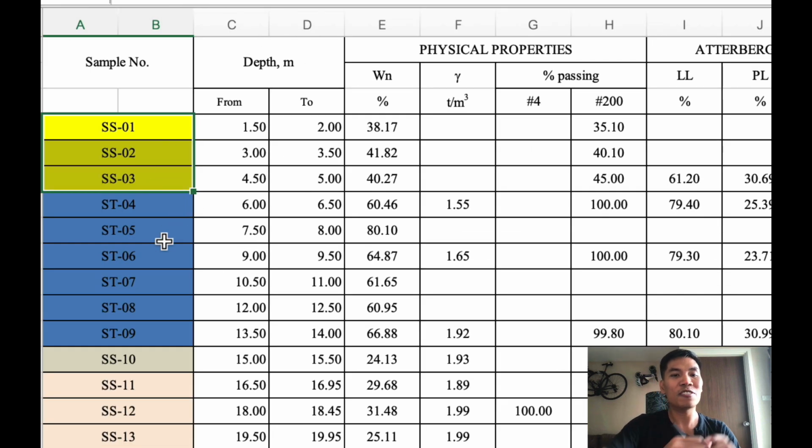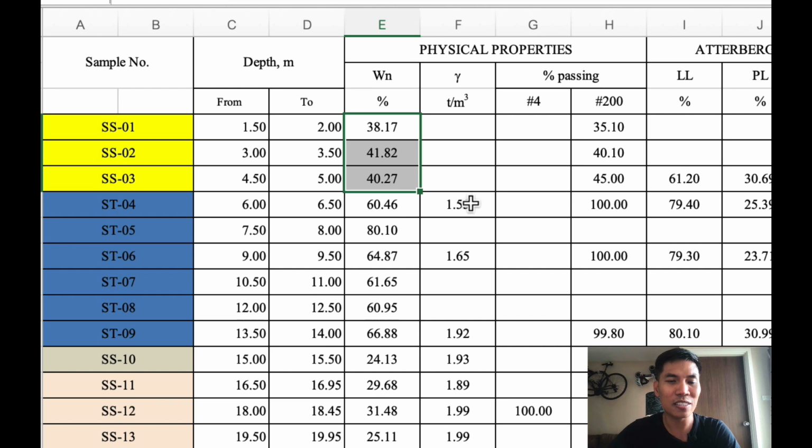We collect the sample by using ST. ST means the quality of the sample is not good and your sample might be disturbed. That means moisture is lost during transportation, so water content cannot be used anymore for SS. I talk about this one again. Water content does not work anymore for SS because with this sampling you might lose the moisture during transportation, or lose the water content when you take the sample off the tube.